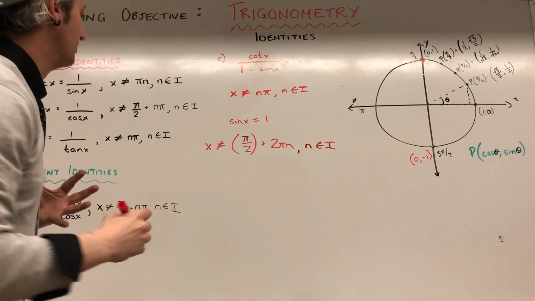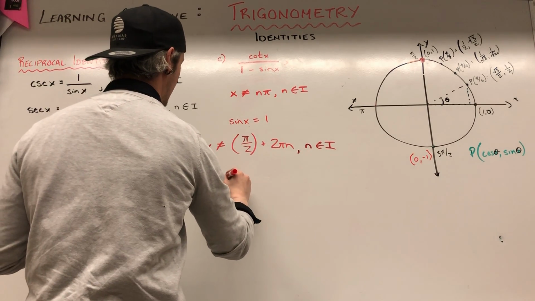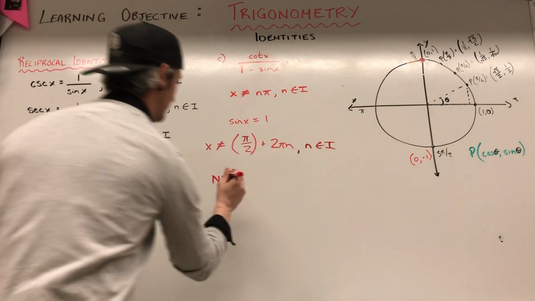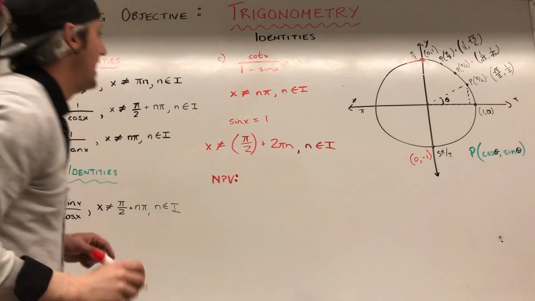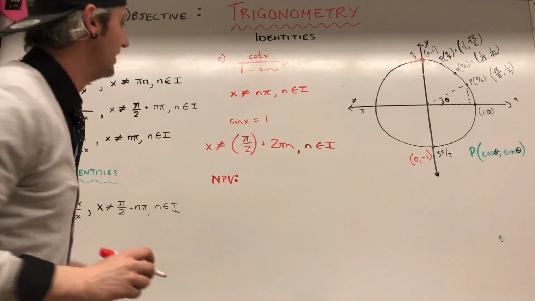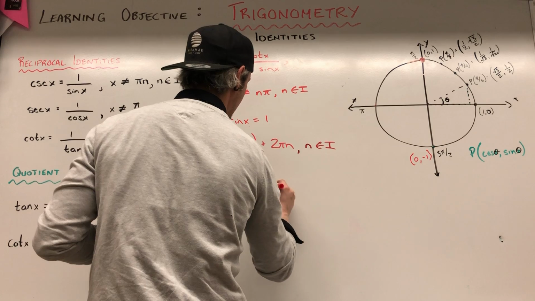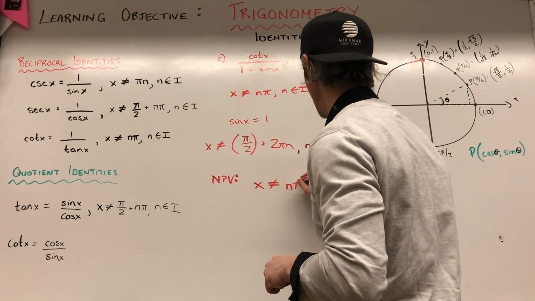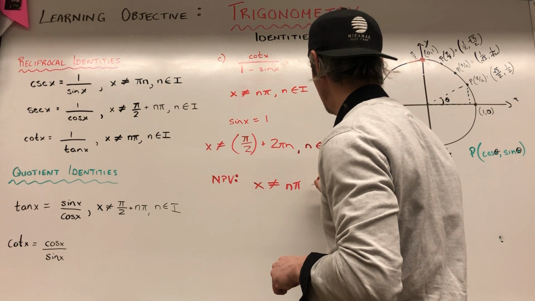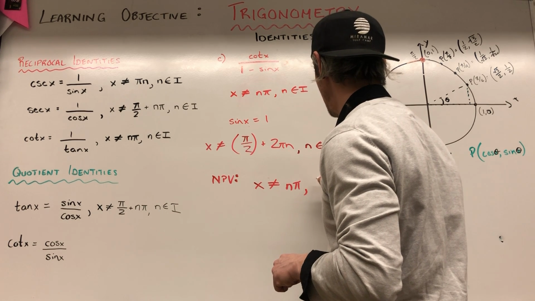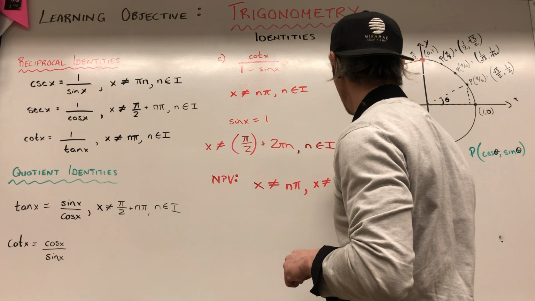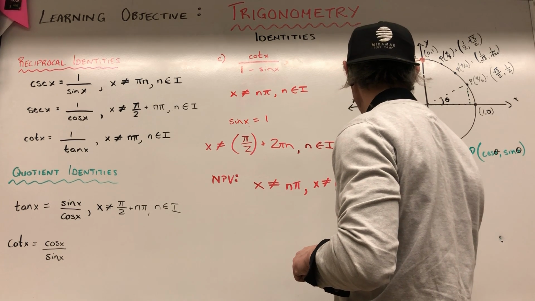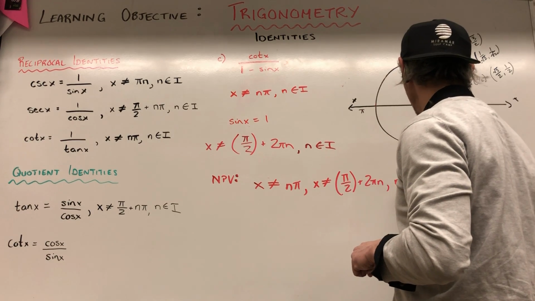So our final non-permissible values for this one are the original, cotan of x, and what makes the denominator zero. So x cannot equal n pi, and x cannot equal pi over 2 plus 2 pi n, where n is an element of the integers.